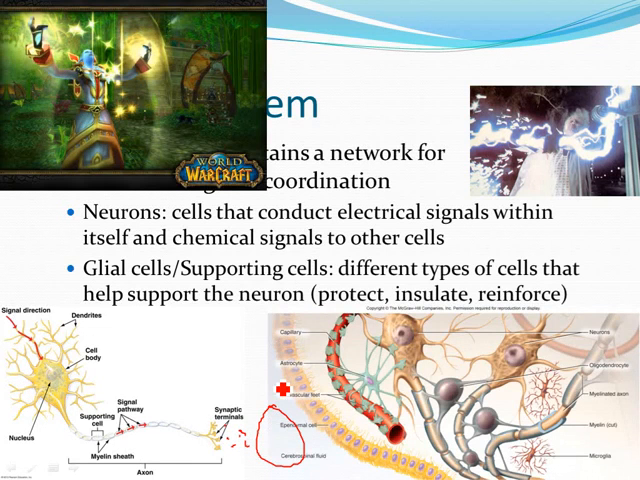Glial cells are the other types of cells that are found within the nervous system, and they are supporting cells. There are different types of glial cells. You don't have to know all of them, but you do need to know what they are. Glial cells are supporting cells for the neurons, and they have different functions. So some of the functions: protection, insulation, and reinforcement.